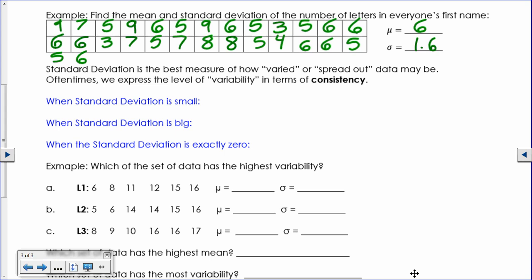I want to talk about what standard deviation means. I want you to physically write it down so you have it documented. Standard deviation is the best measure of how varied or spread out data may be. Oftentimes we express the level of variability in terms of consistency. If you have a small standard deviation, what do you think that means about consistency? The data is very consistent.